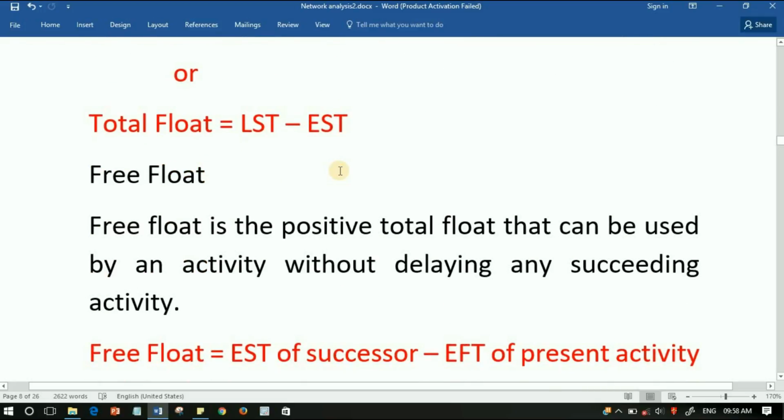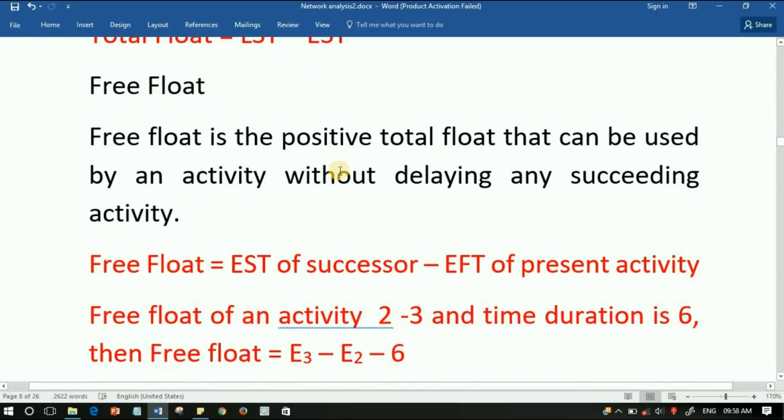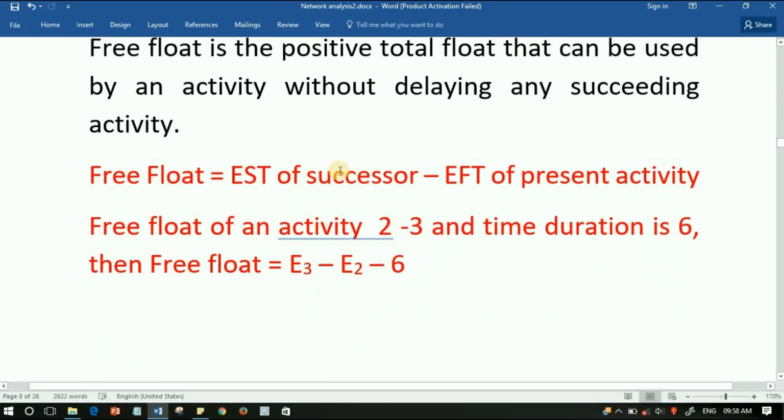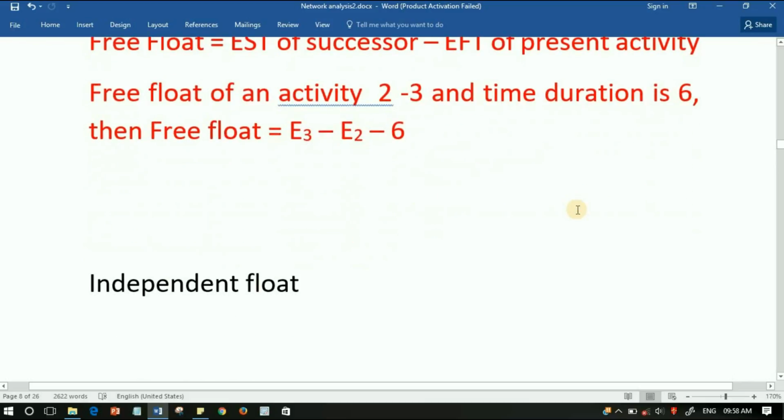Now we are going to discuss what is free float. Free float is the positive total float that can be used by an activity without delaying any succeeding activity. Free float is equal to EST of successor minus EFT of present activity. For example, free float of an activity 2 to 3 with time duration 6 is E3 minus E2 minus 6.